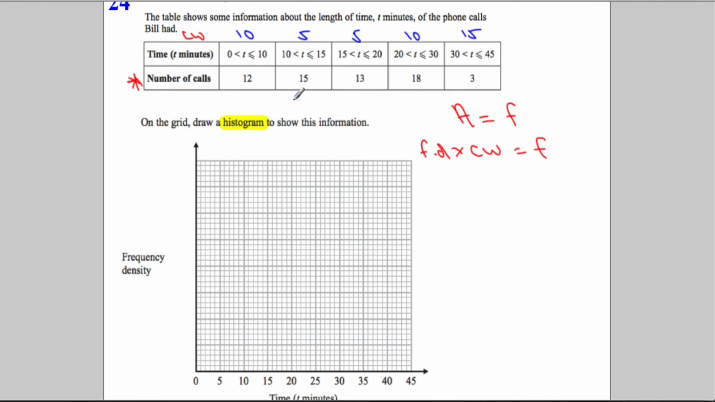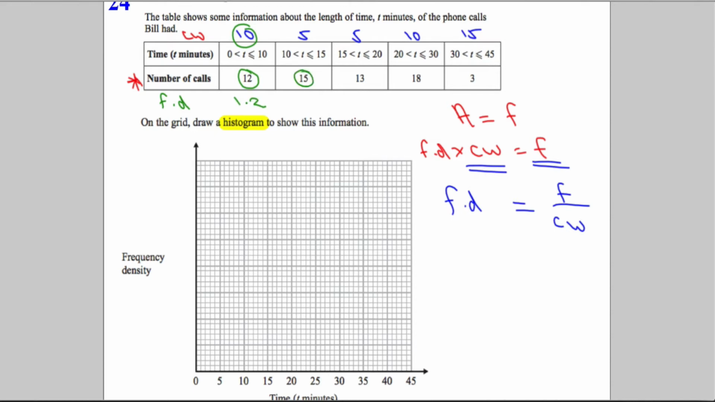Now, we're going to want to work out frequency densities. I know the frequency, I know the class width, and I'm asked to work out the frequency density. We're going to have to do a little bit of manipulation here. The frequency density is going to be found by doing the frequency divided by the class width. So we're going to need to do that for these values. We're going to do the frequency 12 divided by 10 to get our frequency density. 12 divided by 10 is going to be 1.2.